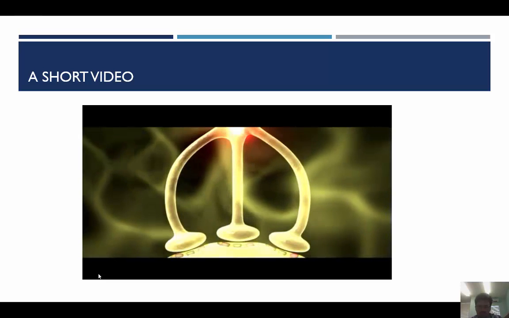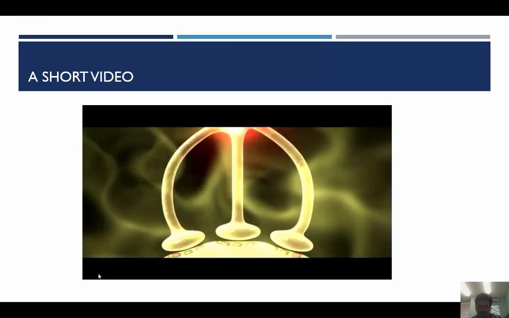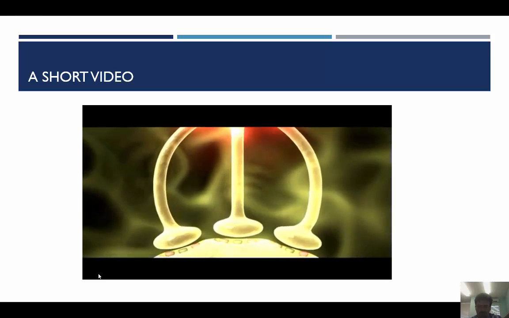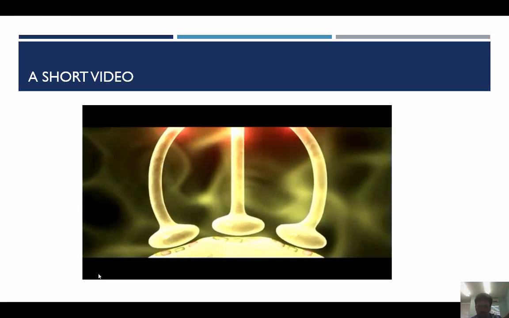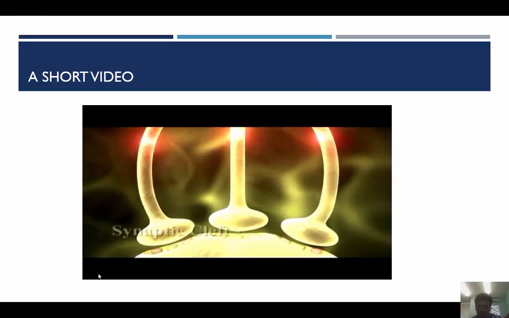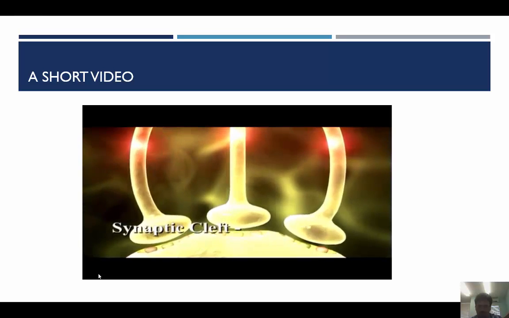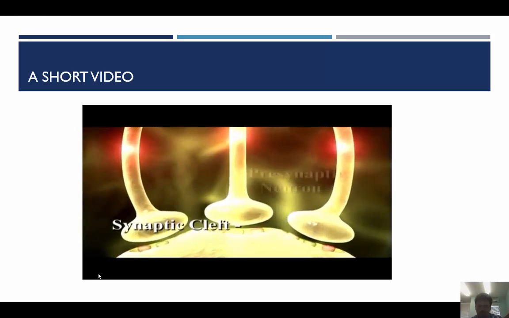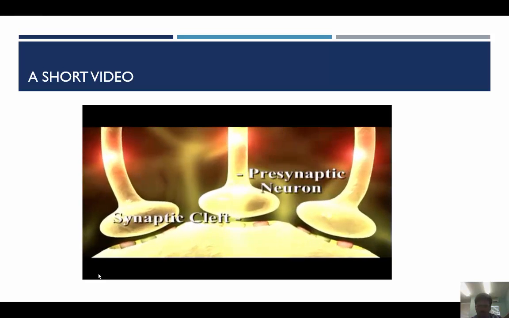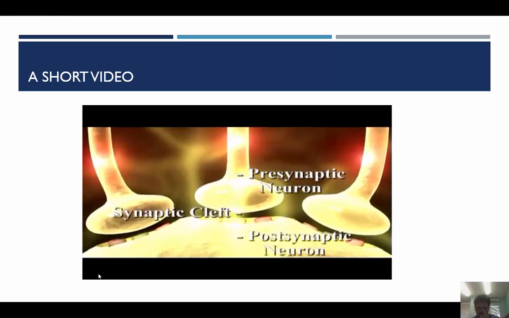When an action potential reaches the synaptic terminal of the axon, it encounters a region called a synapse where two neurons come close together but do not touch one another. A minuscule gap, called a synaptic cleft, separates the synaptic terminal of the first or presynaptic neuron from the dendrite or cell body of the second or postsynaptic neuron.